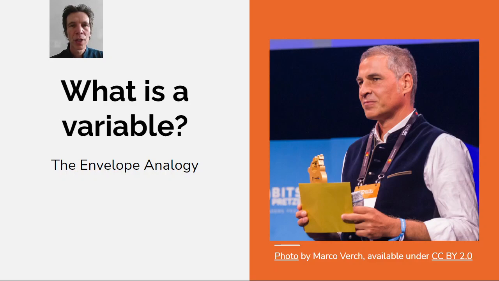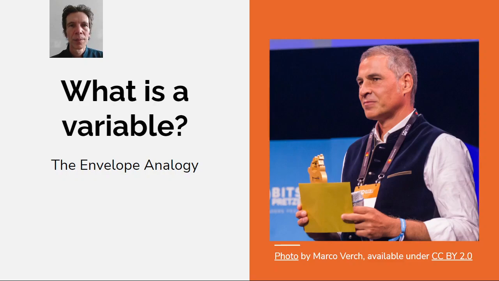So imagine you have an envelope and it's got a label on the outside, so we know what the contents represents, for example, winner, but we don't know who the winner is, so we don't know the value. So the variable name is the label on the outside, and the value that it takes is the thing that's on the inside.